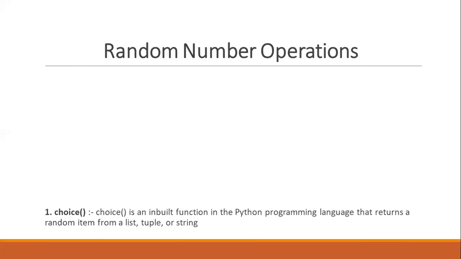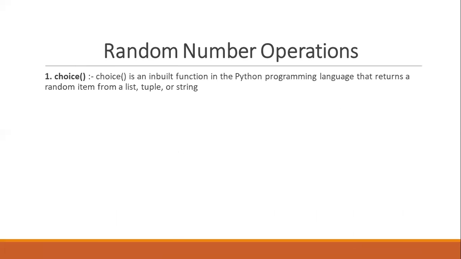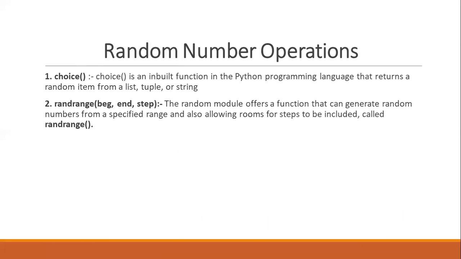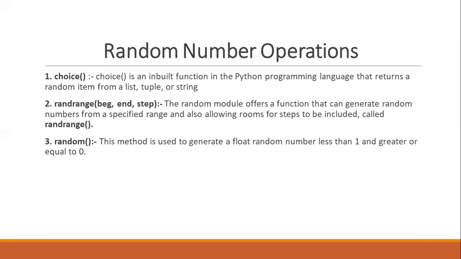Now we will discuss random number operations. First one is choice. Choice is an inbuilt function in the Python programming language that returns a random item from a list, tuple, or string. Second is randrange. The random module offers a function that can generate random numbers from a specified range and also allows room for steps to be included, called randrange.